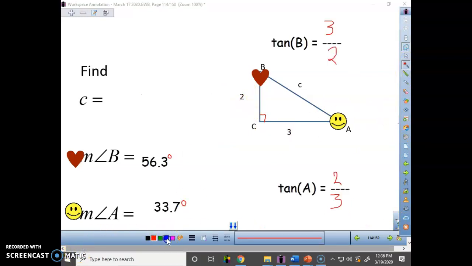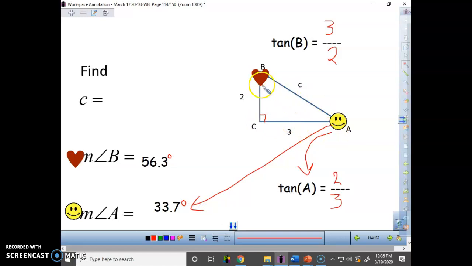Okay, here we go. I got some of it set up. When we set up our ratio with our smiley face at angle A, opposite is 2, adjacent is 3, and then we use inverse tan, and it turned out this angle is 33.7. Well, does it make sense?